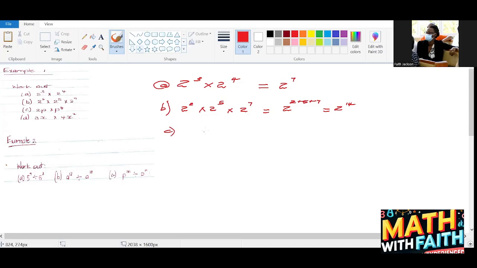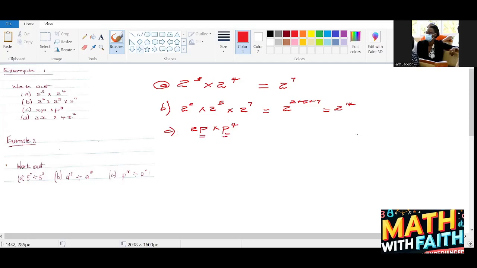C says 2p by p to the 4. All right, so this looks a little bit tricky here because it doesn't appear that these are the same bases. This base looks like 2p, and this base looks like p. However, when we are multiplying, we are only looking at the same figure, the same base.